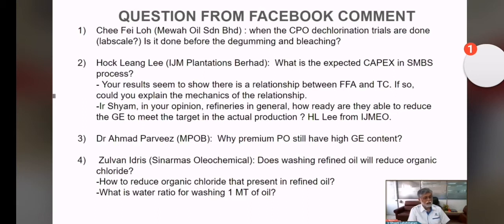For water washing of RBD oil, I wouldn't know, but for CPO, in the mills and refinery, we're looking at something like 5 to 7%. Of course, the more water you use, the more chloride reduction takes place, because like I said earlier, it's basically dilution. It's not really washing, you're diluting the chloride content in the oil.